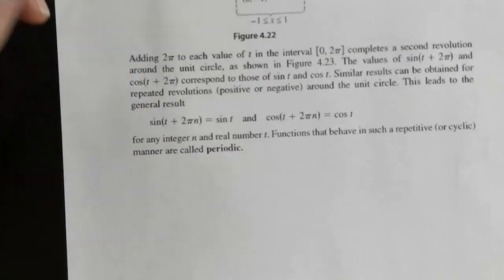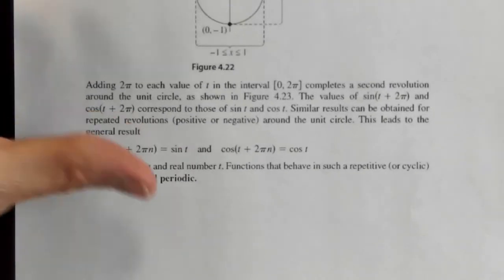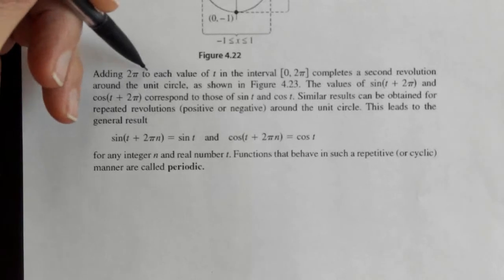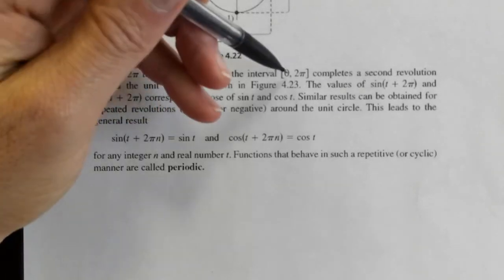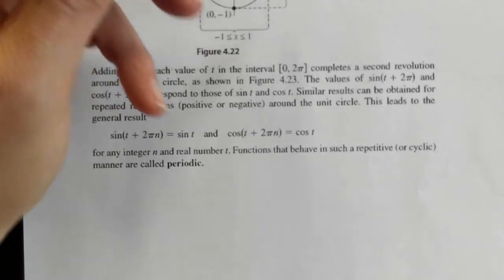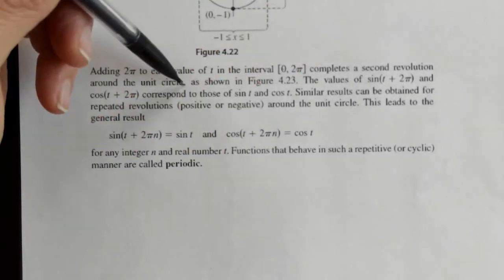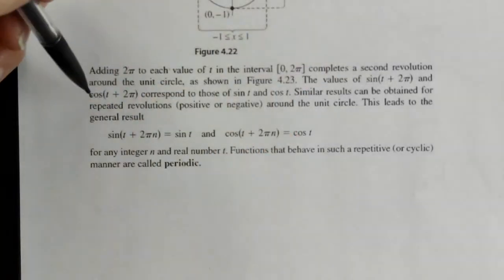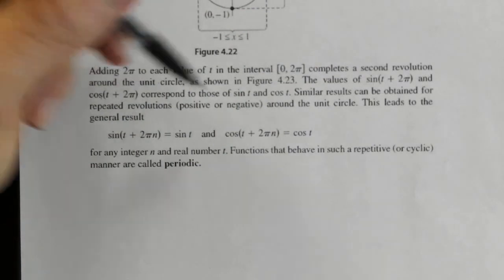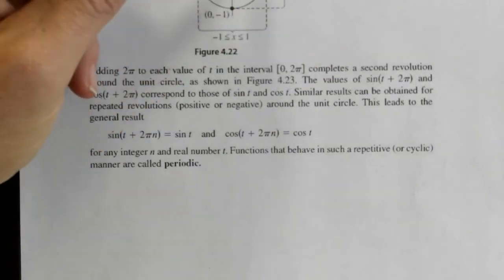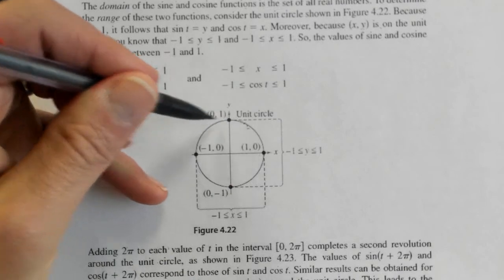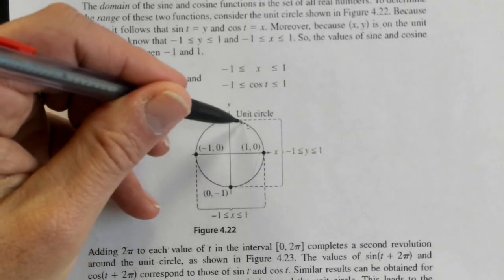So now we start getting into a discussion about period. What does it mean for a function to be periodic? Remember, all the way around is 2 pi. So adding 2 pi to each value of t in this initial interval from 0 to 2 pi completes another revolution around the circle. So the values of sine of t plus 2 pi, and cosine of t plus 2 pi, correspond to sine of t and cosine of t, because wherever you're at, let's say we're here on the unit circle at this point, if you go 2 pi from here, you're all the way around the circle back at the same spot.